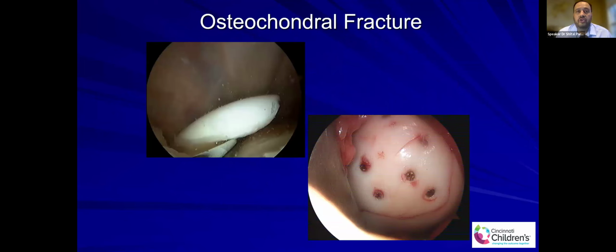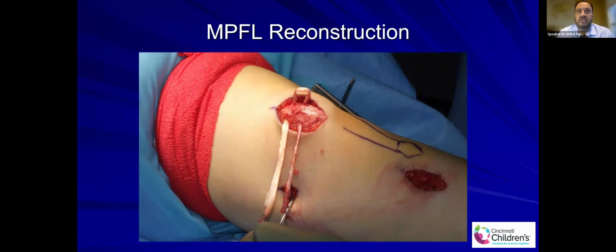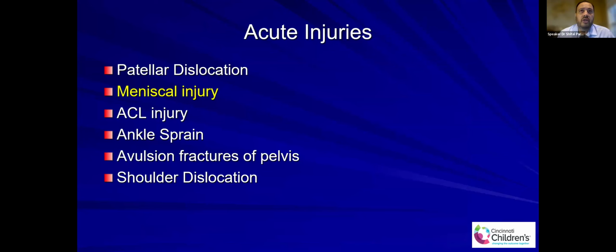This is an example of an osteochondral fracture that is treated with internal fixation, and this is how an MPFL reconstruction is done. Use a tunnel, put a gracilis allograft through it. You can use semitendinosus allograft. You can use quad tendon autograft, various options of what you can use to reconstruct it. And it's a fun surgery. One of my favorite surgeries, one of the surgeries that I do most often, is the MPFL reconstruction.